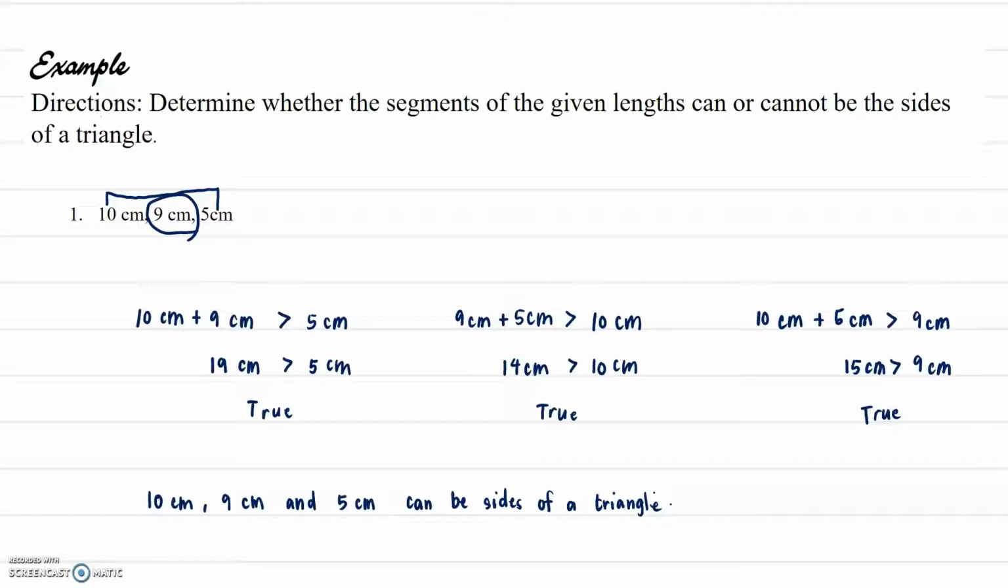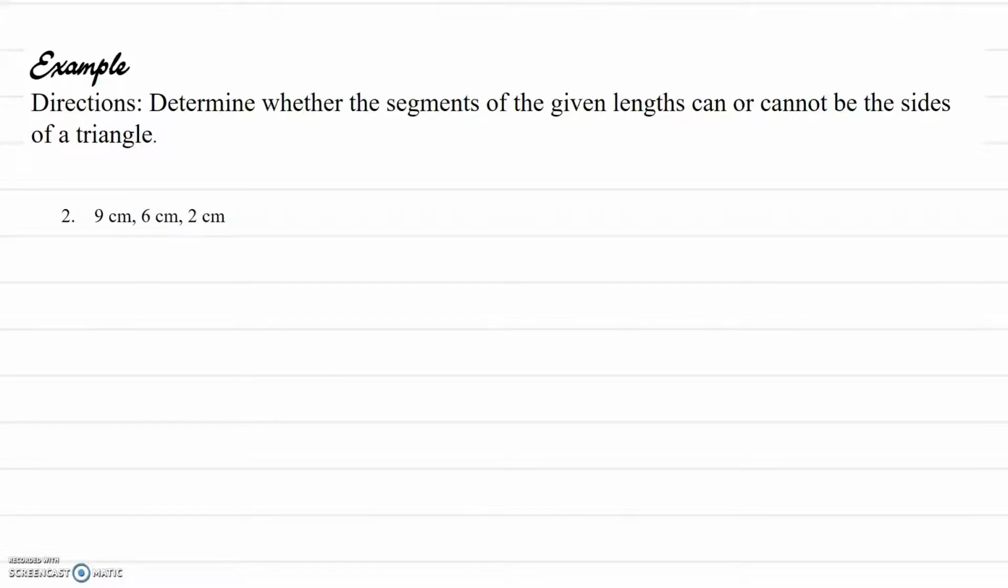Okay, next, let's have example 2. Let's determine whether the segments of a given length can or cannot be sides of a triangle. So we know already what to do here for applying the triangle inequality theorem. So let's add first 9 and 6. So we have 9 centimeters plus 6 centimeters should be greater than 2 centimeters.